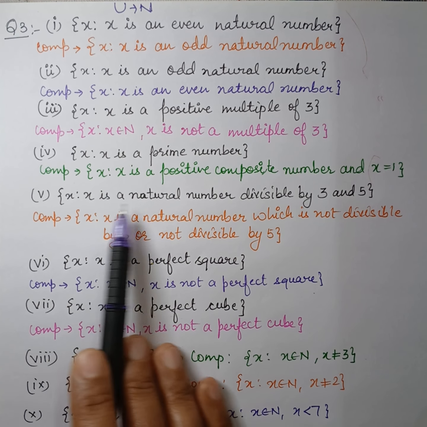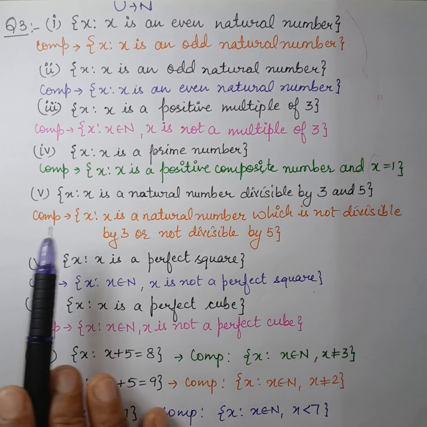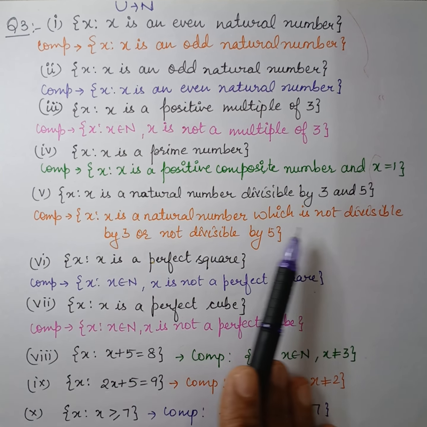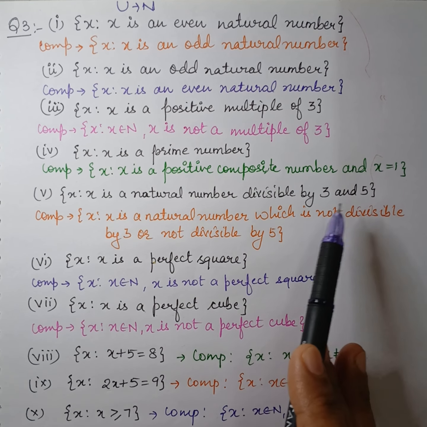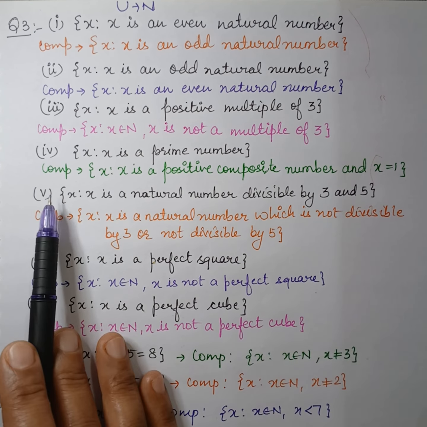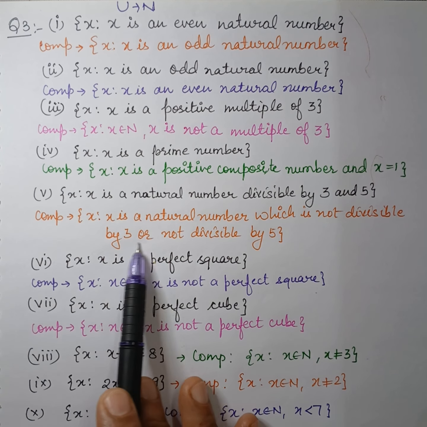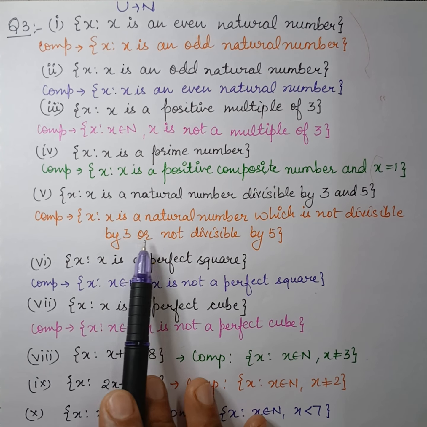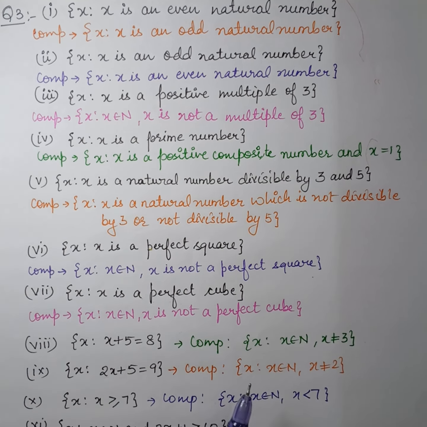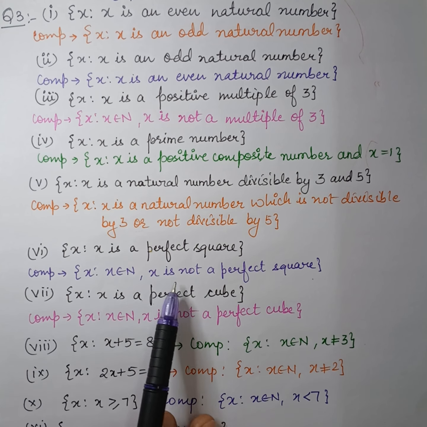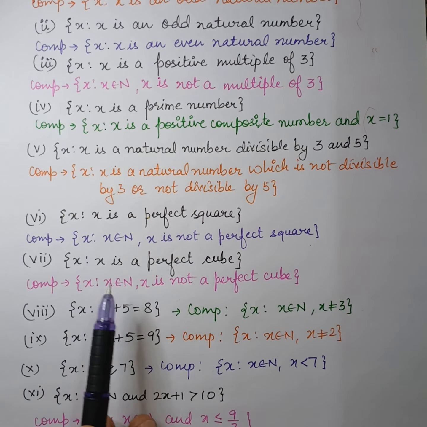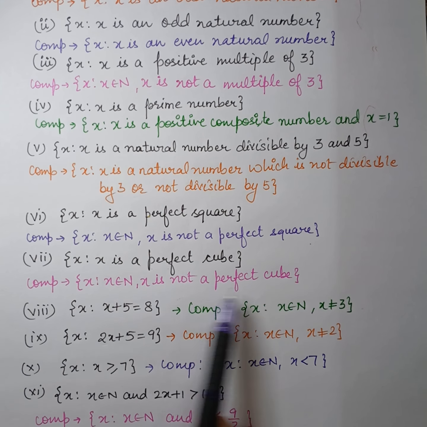Then we have x is a natural number divisible by 3 and 5. So its complement will be x is a natural number which is not divisible by 3 or not divisible by 5. When 'and' is there, then in its complement we use 'or'. If 'or' is there, we use 'and'. Then in the sixth, x is a perfect square. X belongs to natural numbers, x is not a perfect square. Then perfect cube is also the same, not a perfect cube.